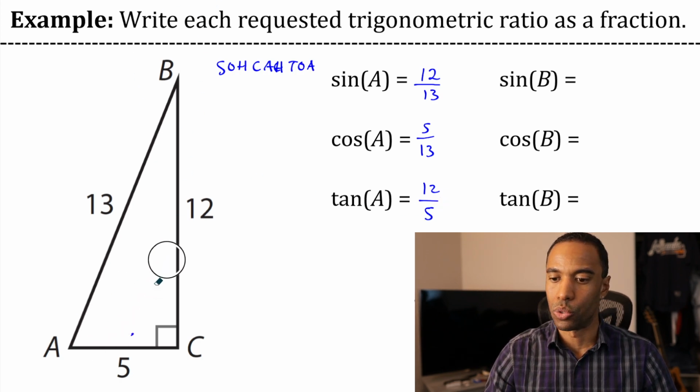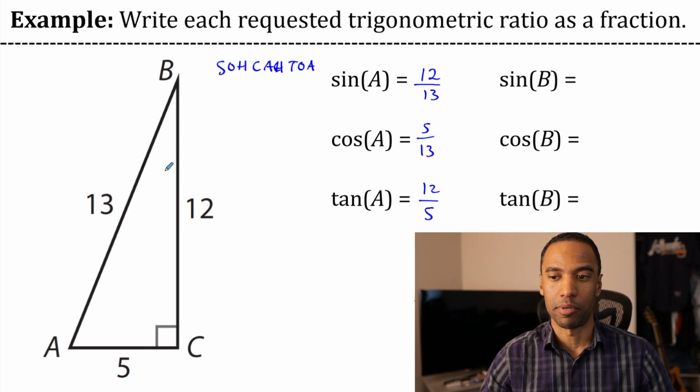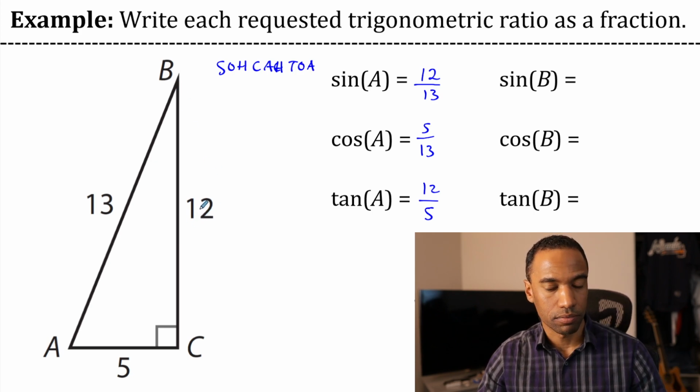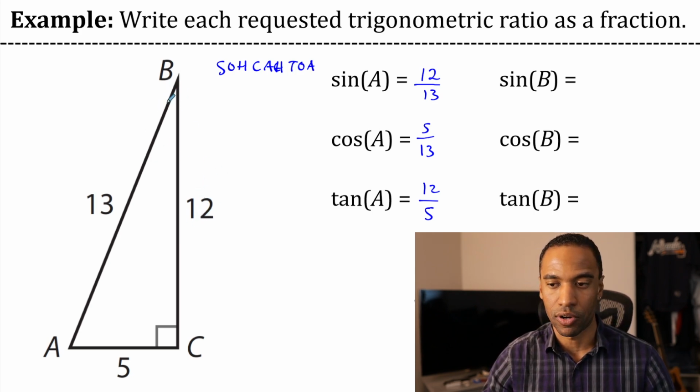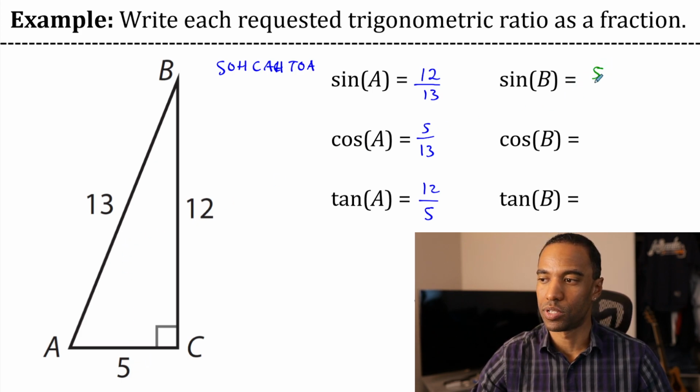You think you guys could do it for B? Now that B's right here, I'm not going to be drawing the arrows, but I'm going to be pointing. The sine of B, sine is opposite over hypotenuse. Now, opposite B is not 12. That was opposite of A, right? It's relative to your angle. Opposite of B is 5. So 5 over hypotenuse, which is 13.